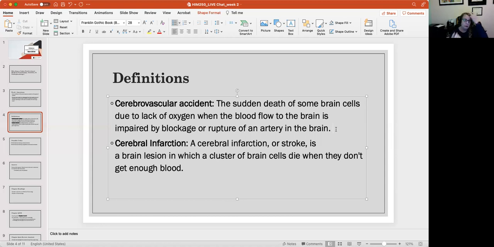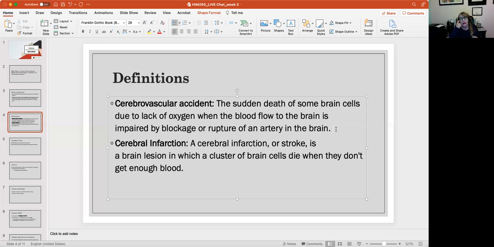All right. And we have two different types of strokes. We have the hemorrhagic stroke, which is a rupture of an artery in the brain. A rupture, usually an aneurysm in a vessel of the brain, and the aneurysm pops. Remember, an aneurysm is like a bubble in the wall of the blood vessel that pops. It floods the brain with blood. The brain can't function when it's drowning.